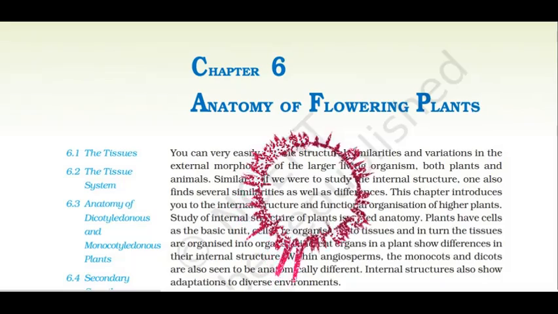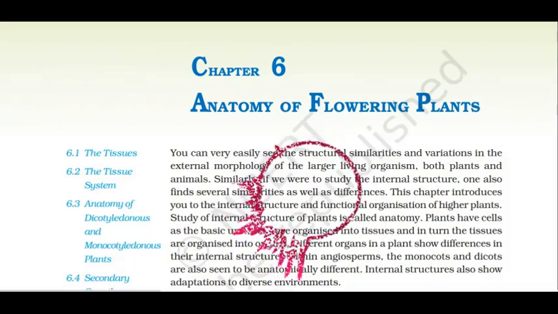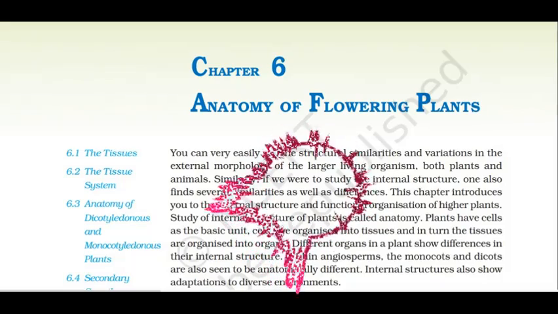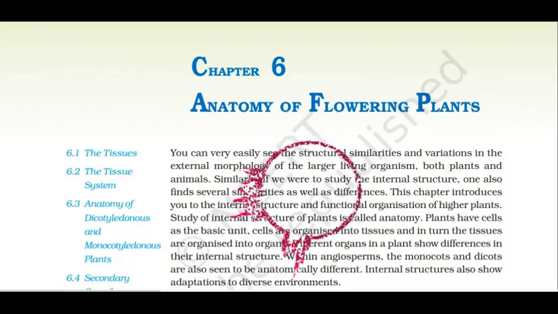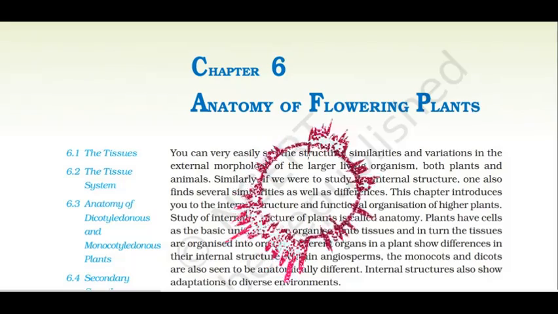Study of internal structure of plants is called anatomy. Plants have cells as a basic unit. Cells are organized into tissues, and in turn the tissues are organized into organs. Different organs in a plant show differences in their internal structure. Within angiosperms, the monocots and dicots are also seen to be anatomically different. Internal structures also show adaptations to diverse environments.